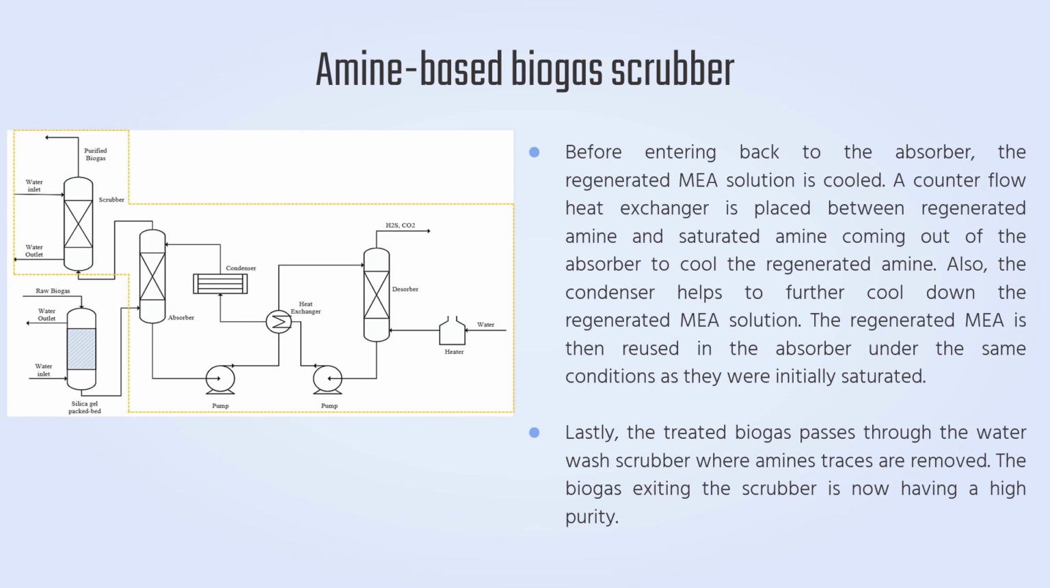The regenerated MEA solution is entering back to the adsorber. It needs to be cooled down first. Therefore, there's a counterflow heat exchanger passed between the regenerated and the saturated MEA solutions. Also, the condenser will help to further cool down the regenerated MEA solution, and now the solution can be reused. At last, the treated biogas will pass through the water wash scrubber, whereby the amine traces are removed. And last, we can get the purified biogas with a high concentration of methane.